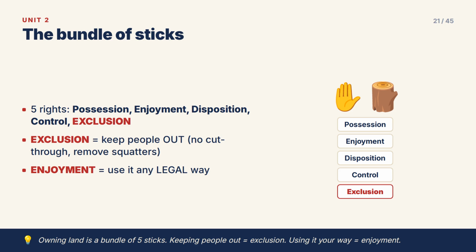Owning real property is owning a bundle of 5 rights. Possession, you hold it. Enjoyment, you use it any legal way you like. Disposition, you can sell it or give it away. Control, you decide how it's used. And exclusion, you keep people out. The two everyone mixes: telling neighbors they can't cut through your yard or removing squatters, that's exclusion. And use it in any legal manner, that's enjoyment.